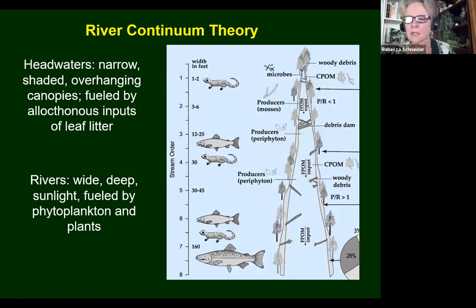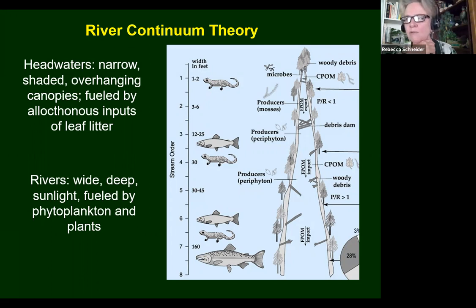The second big kind of theory that drives our understanding of streams and rivers is called the river continuum theory. And as we noted when we talked about the Strahler stream order, streams increase in size as they go further downstream. The graph plot on the right, the schematic, shows stream order 1, 2, 3, 4. The width in feet starts at 1 to 2 feet. A third order is about 12 to 25 feet wide. By the time you get to a seventh order, it's 160 feet wide, and so on.